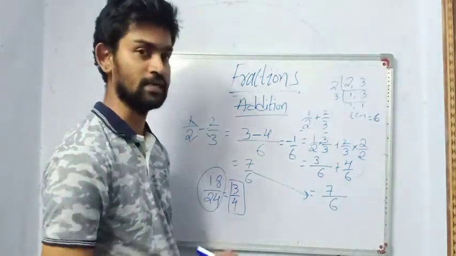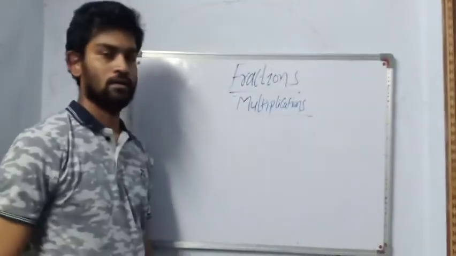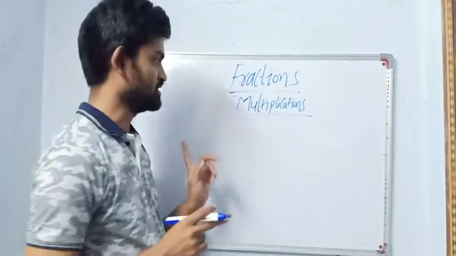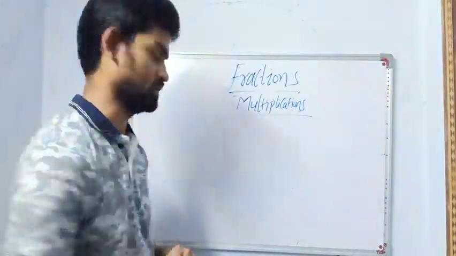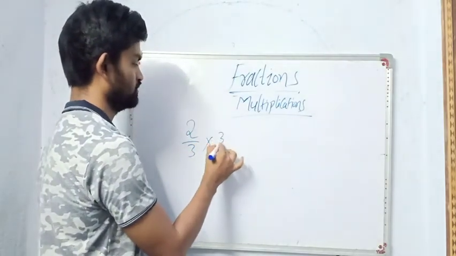Next we'll see multiplication. Now how do we multiply fractions? First we'll see multiplication of a fraction with a whole number. I am taking 2 by 3 into 39.